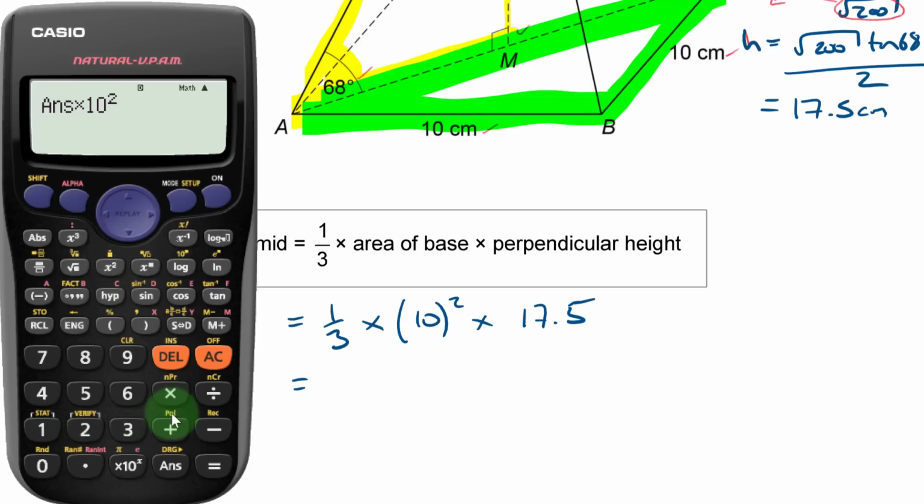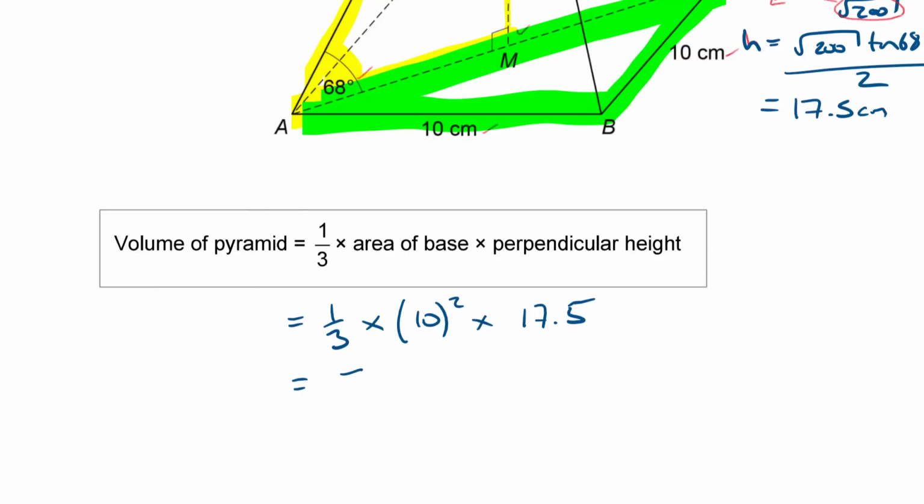So answer times 10 squared divided by 3 gives me an answer of 583.4. So 583.4, and the units are going to be, it's volume, isn't it? So centimeters cubed. Okay, so 583.4 centimeters cubed.